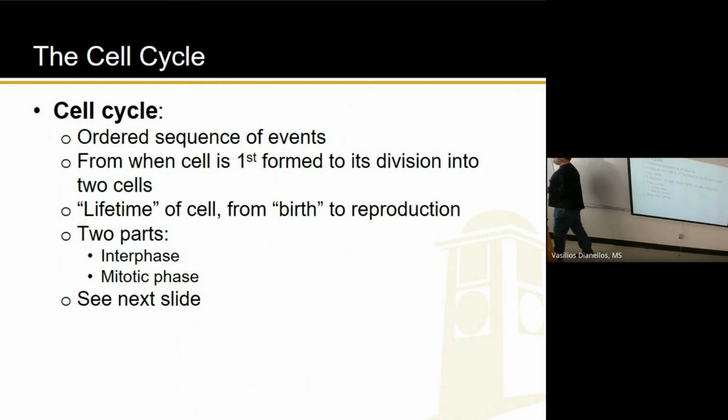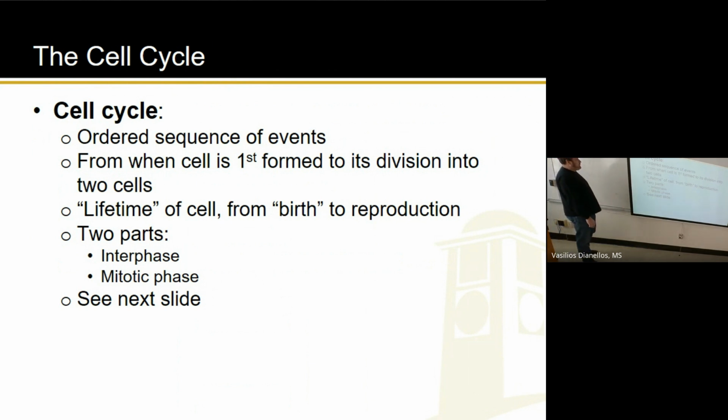But again, I don't like that term necessarily, because when you think of lifetime, you probably think birth to death, like we do for us. But at the cellular level, what we're really looking at is from birth to reproduction. So if a cell were to die before being able to reproduce, it just ended the cell cycle. It didn't complete the cell cycle. It just stopped.